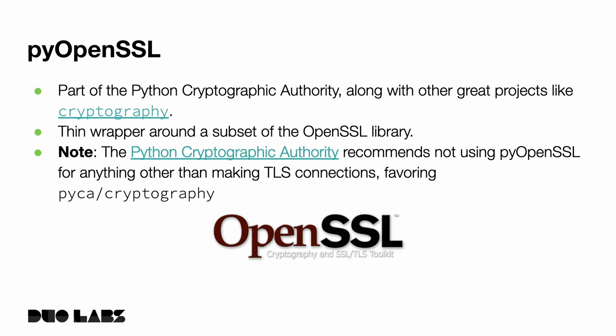To give some background, PyOpenSSL is part of the Python Cryptographic Authority, so you might know them from other great projects like cryptography. PyOpenSSL is essentially just a wrapper around the native OpenSSL library. Interestingly enough, the Python Cryptographic Authority recommends not using PyOpenSSL for anything other than just making TLS connections. They favor their cryptography library, which is a little bit higher level. But it's important to note that the cryptography library doesn't actually support all of the functionality that's exposed through PyOpenSSL. So PyOpenSSL ends up being the choice that people need to make.